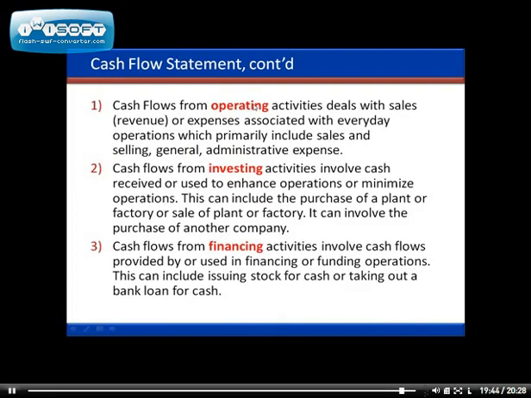Cash flows from operating activities deals with sales or expenses associated with everyday operations, and primarily it includes the sales, general and administrative expenses. Cash flows from investing activities involve cash received or used to enhance operations or minimize operations. This can include purchase of a plant or factory, or it can include a sale of a plant or factory. It can involve the purchase of another company. Cash flows from financing activities involve cash flows provided by or used in financing or funding operations. And this can include issuing stock for cash or taking out a bank loan for cash.